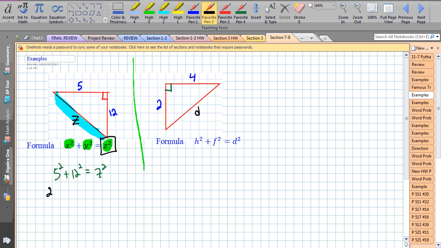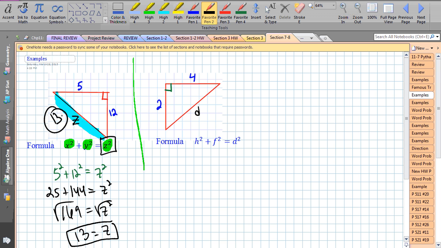So that's going to be what? 25 plus 144 equals z squared. This looks like 169 equals z squared. And when I take the square root of both sides, z actually turns out to be plus and minus 13. But in the context of this problem, once again, z is only positive 13. And now, is this a Pythagorean triple? Well, since 5, 12, and 13 are all whole numbers, yes, indeed, that would be a Pythagorean triple.